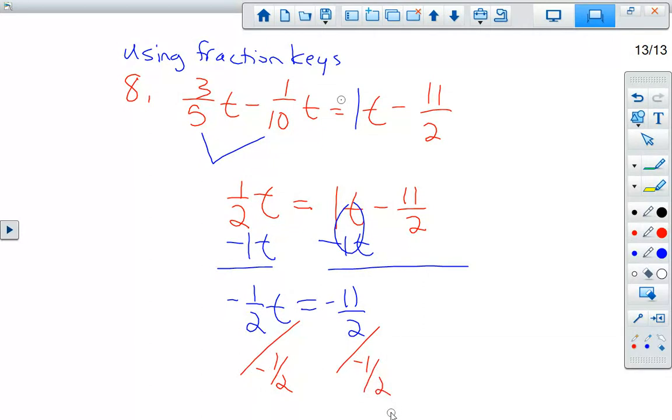You use your fraction keys. Is it going to be a positive or a negative number when you're finished? Positive. And what are you getting? 11. That's correct. And right there, if you didn't divide by negative 1/2, you might have multiplied by 2 first to get that fraction out of there, and then dealt with the negative that's out in front.